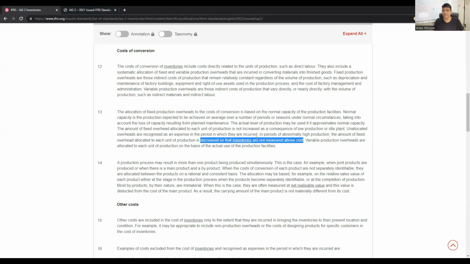So please go through the question and understand how you allocate fixed production overhead when there is low production or high production. I hope this concept is very clear to you now.